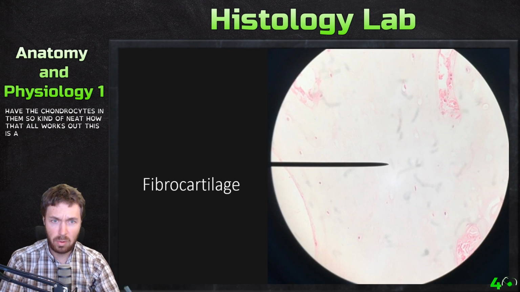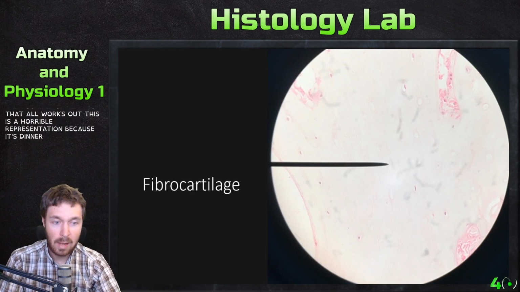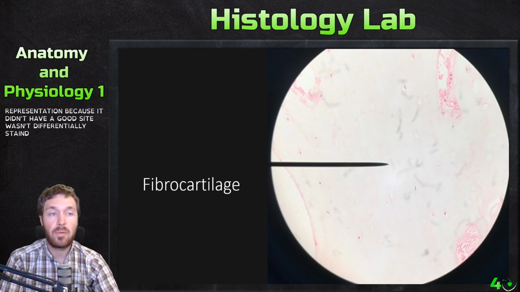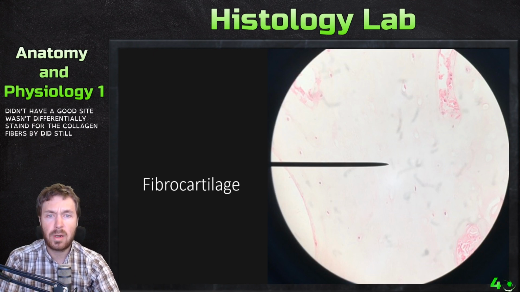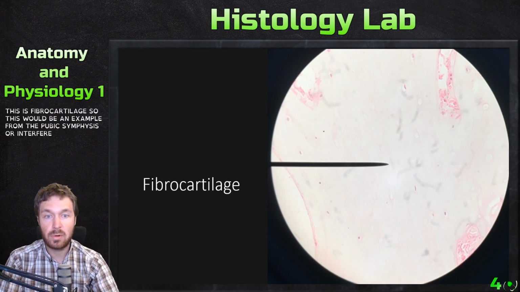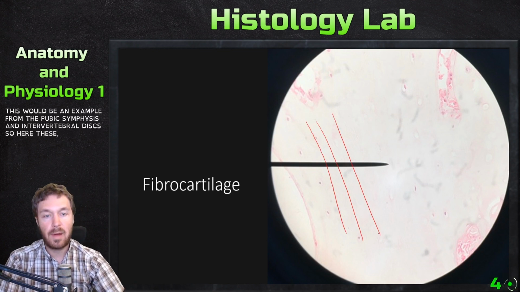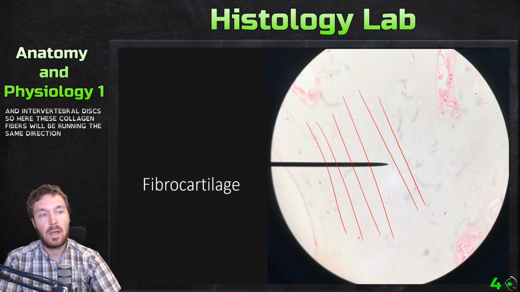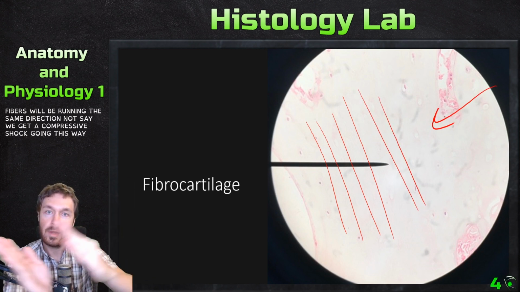Now, this is a horrible representation because it didn't have a good slide. It wasn't differentially stained for the collagen fibers, but I did still want to talk about it here. This is fibrocartilage. So this would be an example from the pubic symphysis or intervertebral discs. So here, these collagen fibers would be running the same direction, and let's say we get a compressive shock going this way, they push together then.